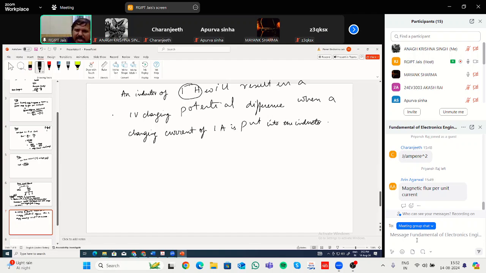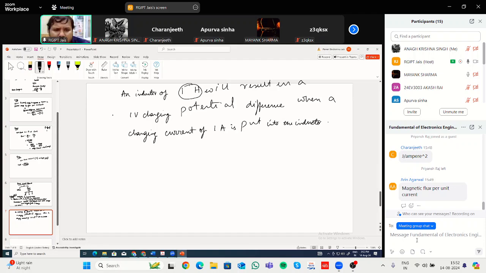potential difference. The important word here is changing. Changing potential difference, that is changing over time, and changing current. When this 1 ampere changing current is being introduced in an inductor whose value is 1 Henry, it will produce a changing potential difference of 1 volt. That is the concept of 1 Henry.